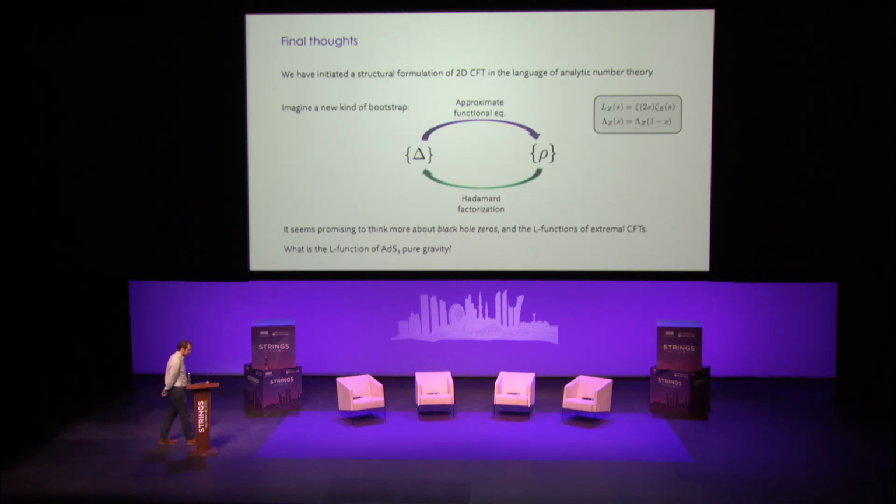So, to conclude, we've initiated a structural formulation of 2D CFT in the language of analytic number theory, which I find very striking. And you can imagine a new kind of bootstrap where you pass between the dimensions and the zeros using certain tools that are available, that number theorists are familiar with. And I think it's promising to think more about these directions in the context of gravity and ask questions like, what is the L function of AdS3 pure gravity?